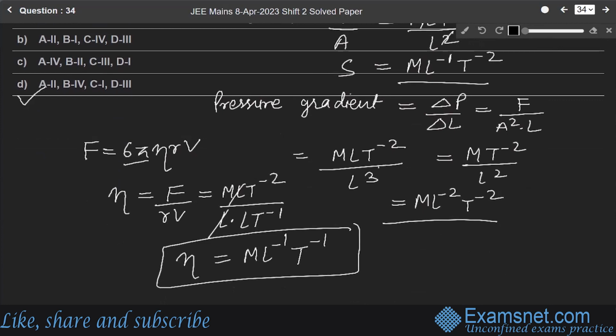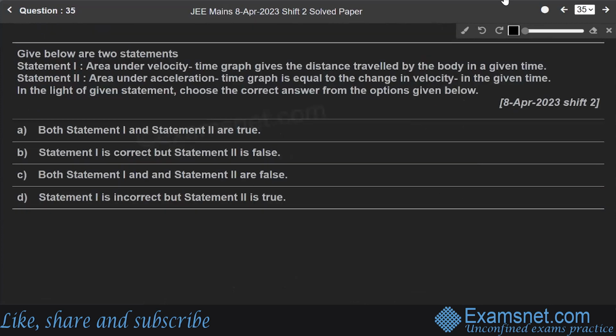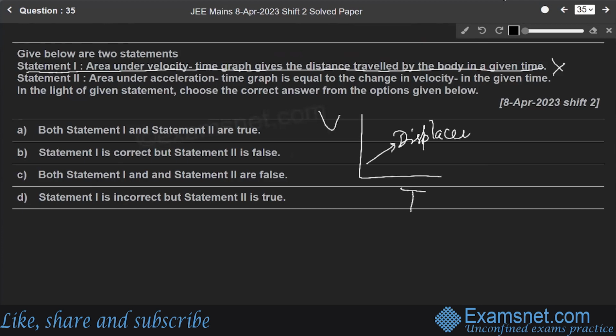Okay. Now our next question, question number 35. This question says that statement 1: area under the velocity time graph gives the distance traveled by the body in a given time. And statement 2: area under the acceleration time graph is equal to the change in velocity in the given time. Statement 1 is wrong, students. Why? Because the area under the velocity and time graph always gives us displacement, not the distance. So statement 1 is incorrect.